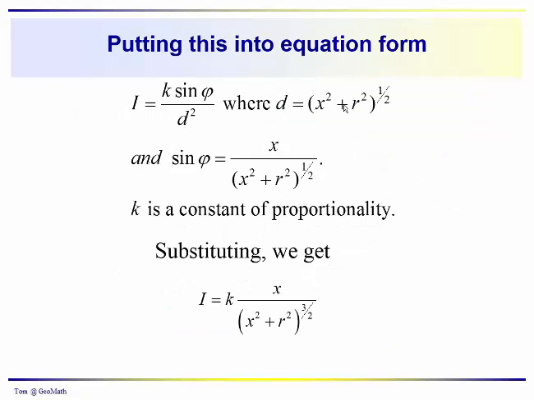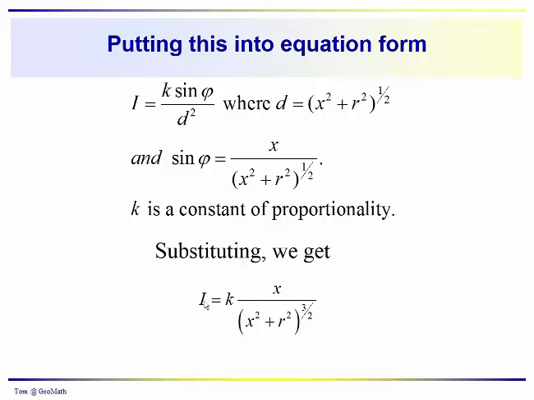And d is just going to be equal to x squared plus r squared to the 1/2 power. And the sine of psi then is just going to be the side opposite over the hypotenuse, or x over... this is basically going to be the height of the source above the circular surface, x over x squared plus r squared to the 1/2, which is the distance d from the source to that point. So k is just a constant of proportionality.